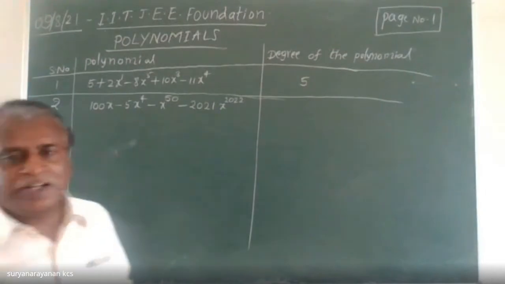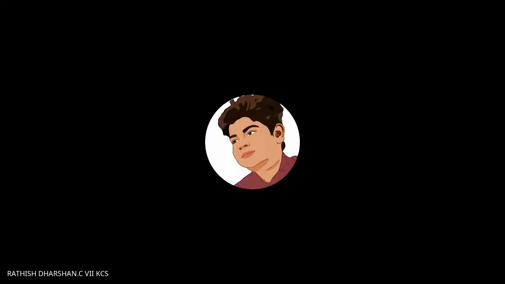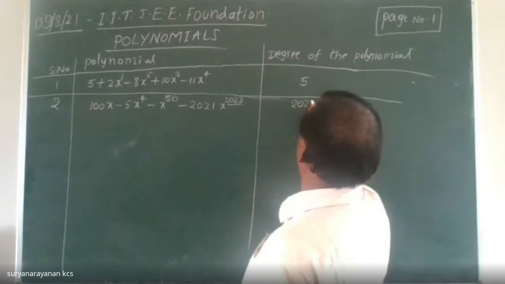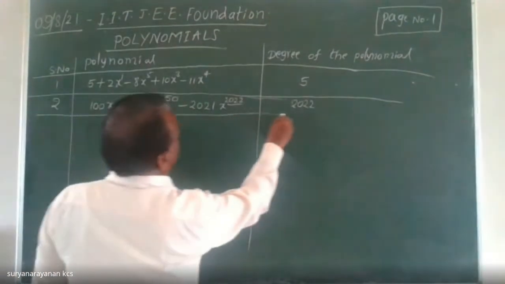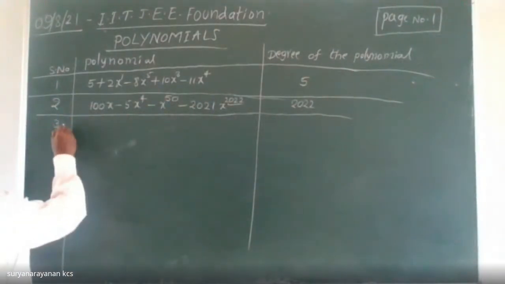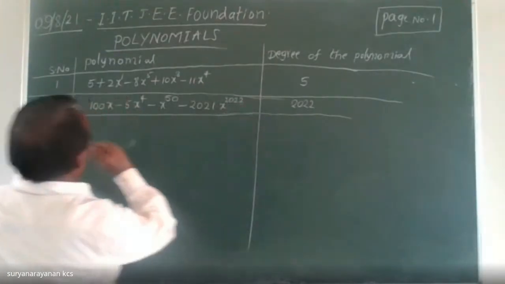What is the degree of this polynomial? 2022. Yes. 2022 is the degree of this polynomial, the highest exponent of x.